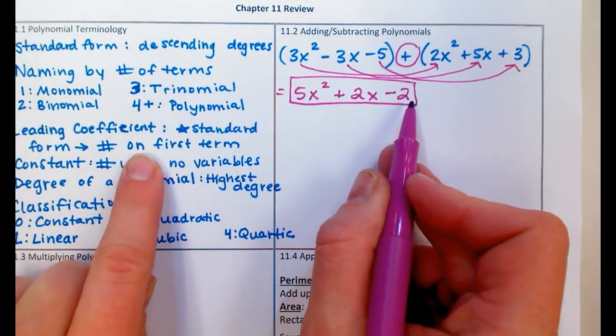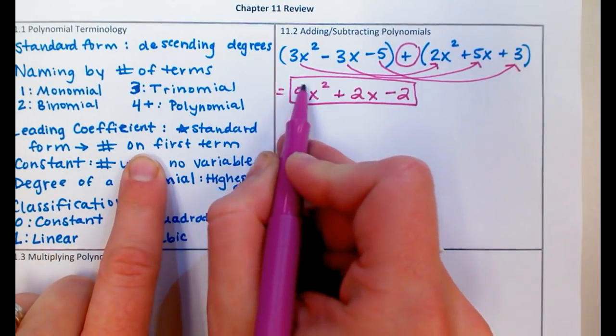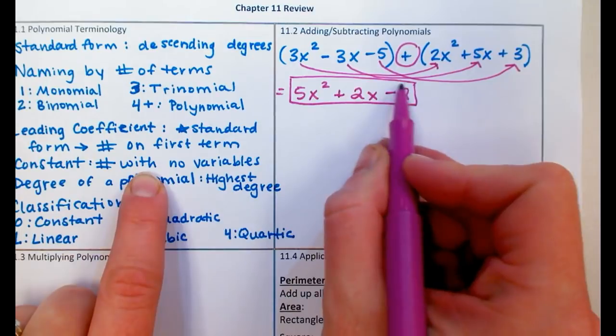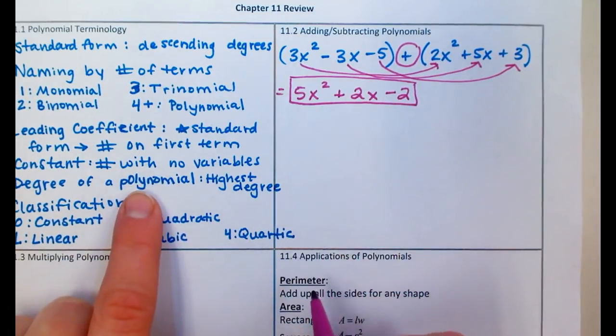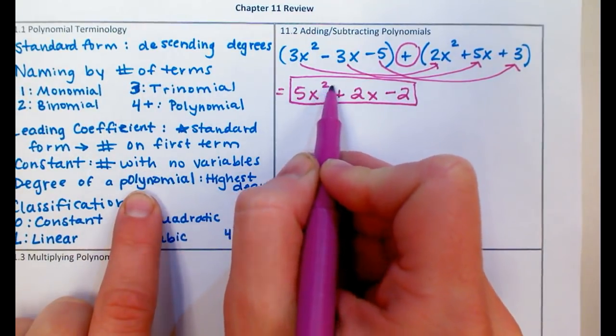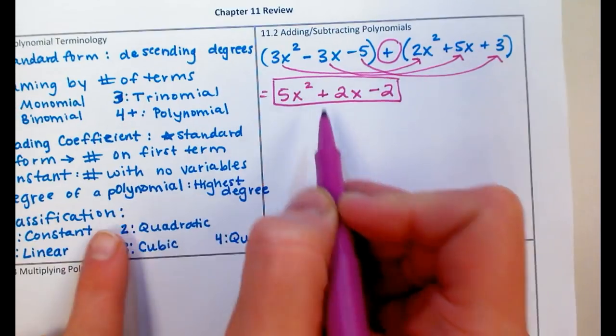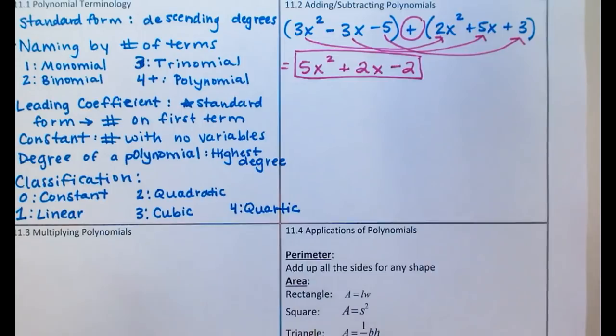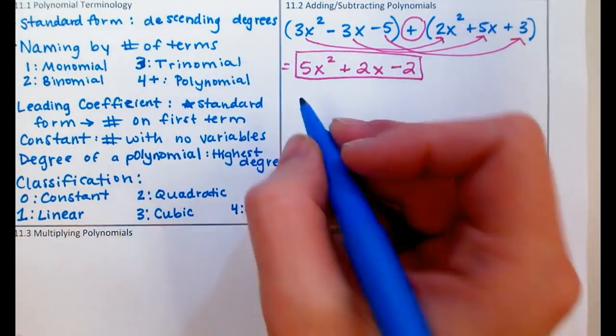The leading coefficient of this one is 5. The constant in this one is negative 2. The degree of the polynomial is the highest degree. The highest degree in this one is 2, which classifies as a quadratic. All right, the next one we did was subtraction.